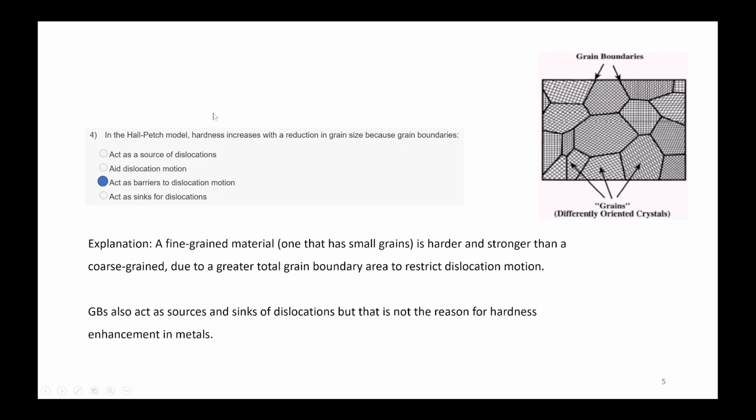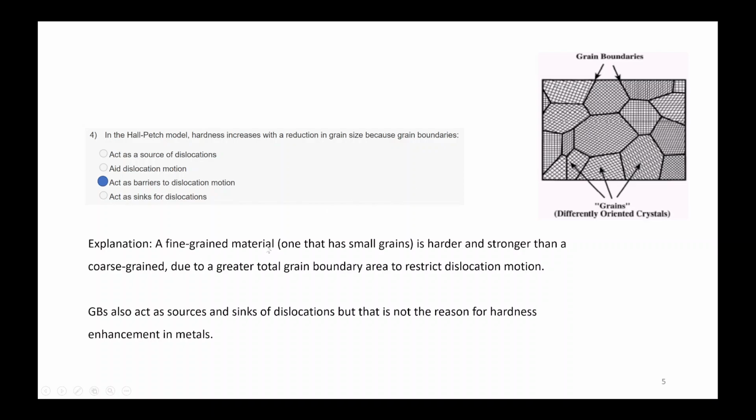Now in the Hall-Petch model, hardness increases with reduction in grain size because grain boundaries: they act as either source of dislocations, aid dislocation motion, act as barrier to dislocation motion, or act as sinks for dislocations. So your answer will be they act as barrier, which leads to improvement in hardness and tensile strength.